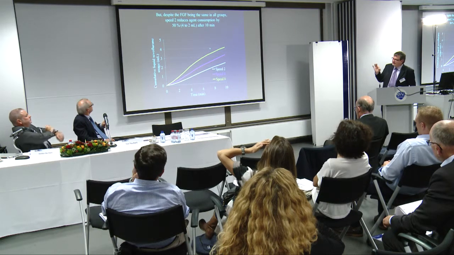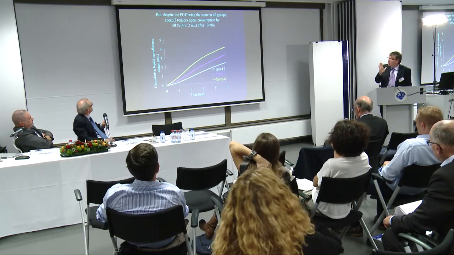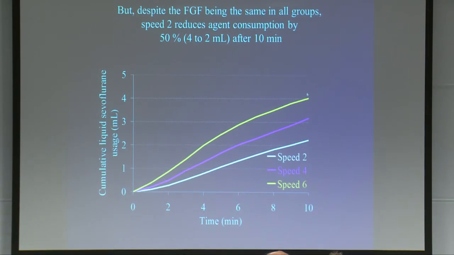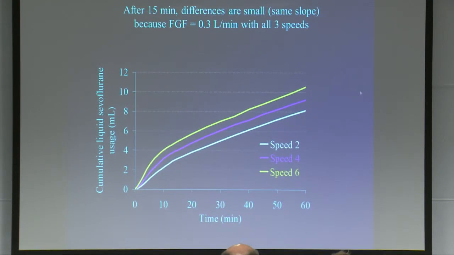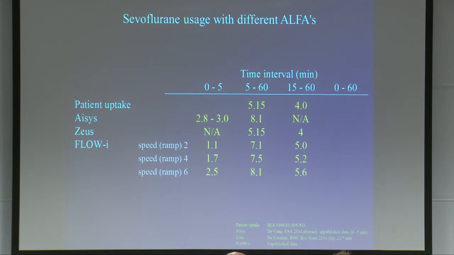But despite the fresh gas flow being the same in all the speed groups, the slower speed reduces agent consumption after 10 minutes by 100%, from 4 to 2 milliliters of sevoflurane. After 15 minutes, agent usage is the same, and that's logical because the fresh gas flow has decreased to 0.3 liters per minute. Now let's plot these numbers in the table, and obviously for the flow eye you won't have a single number, you'll have several numbers depending on the speed you selected.